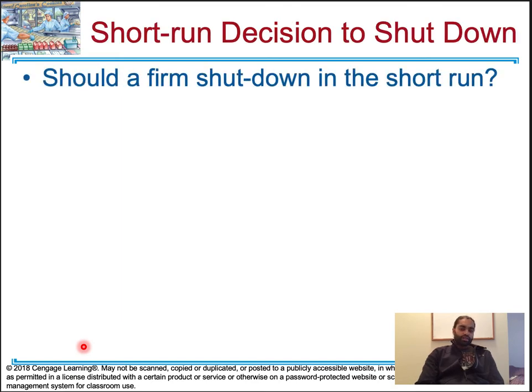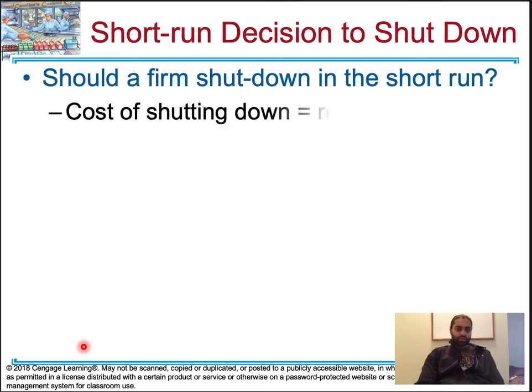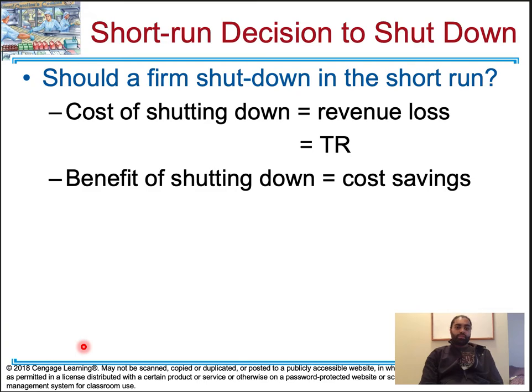All right, short run decision to shut down. Should a firm shut down in the short run? Now, the cost of shutting down is the revenue that you lose. Again, if you're not open, you're not selling. If you're not selling, there's no revenue being generated. So the revenue loss is your total revenue. Now, the benefit of shutting down is your cost savings. So you're not paying that variable cost at that point in time.